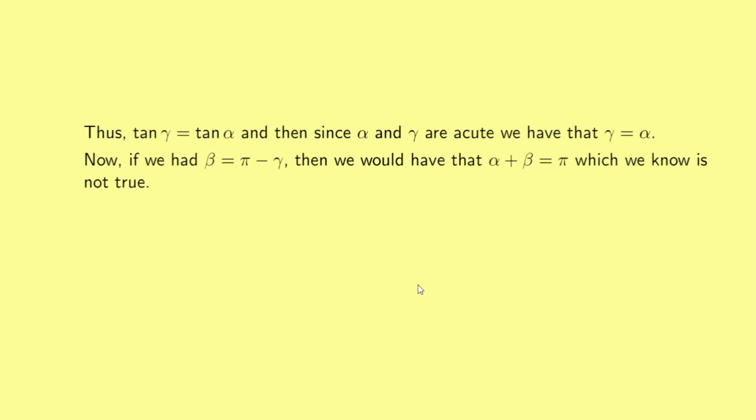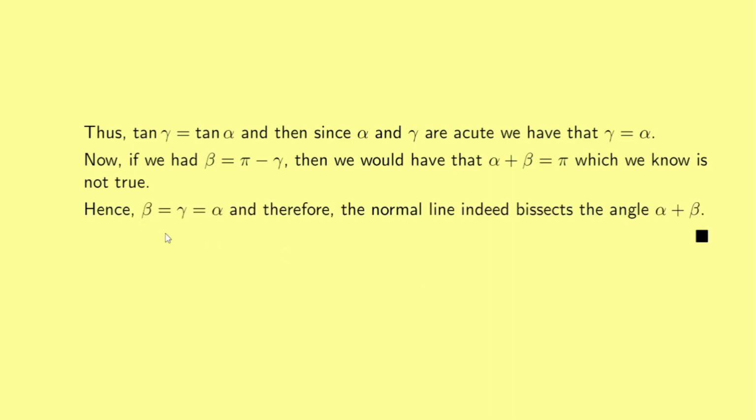This tells us that alpha must be acute and that beta equals gamma equals alpha. And we obtain what we wanted. So the normal line indeed bisects the angle alpha plus beta, and alpha equals beta. And you're done. It wasn't a hard problem, kind of cumbersome, but not hard. So you can pause the video, make all the calculations, see if you understand it. And if you have any doubts or any comments, please tell me.